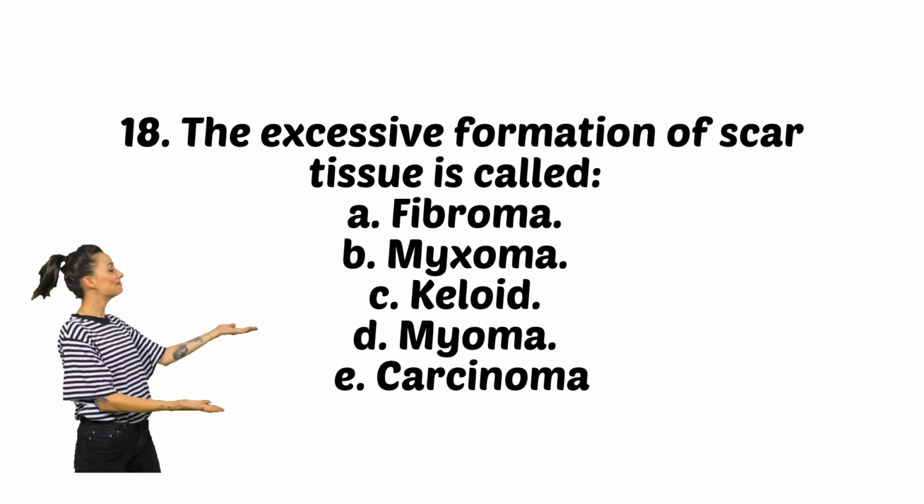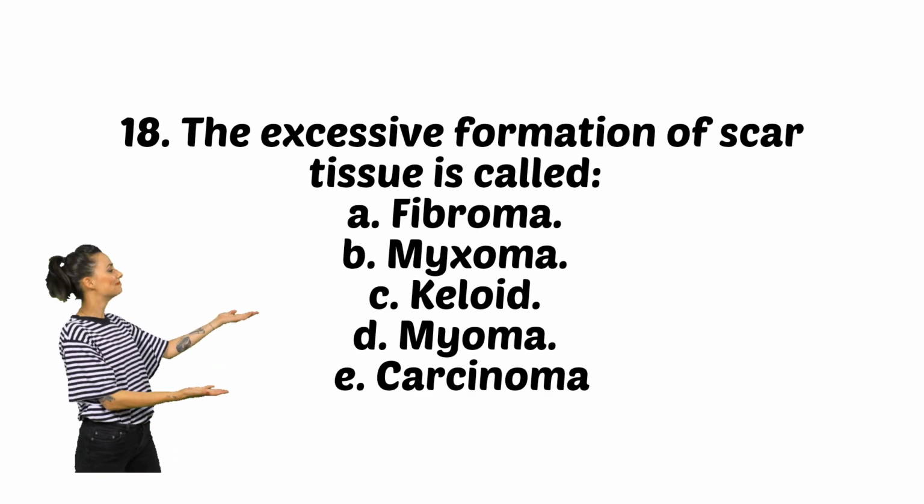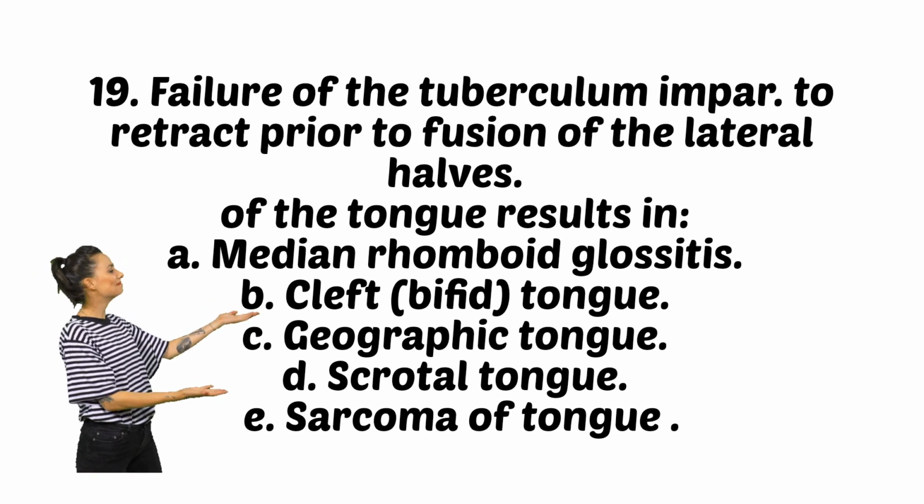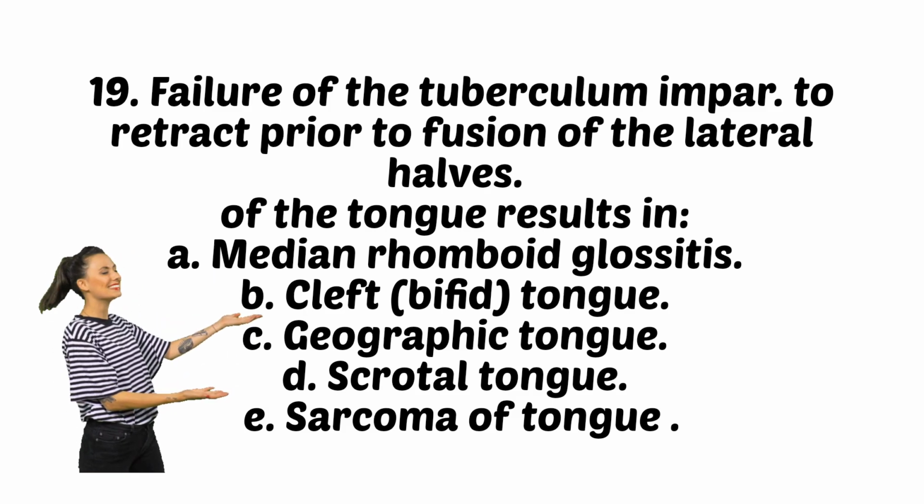Squamous cell carcinoma. 18. The excessive formation of scar tissue is called: A. Fibroma, B. Myxoma, C. Keloid, D. Myoma, E. Carcinoma. Option C is correct. Keloid. 19. Failure of the tuberculum impar to retract prior to fusion of the lateral halves of the tongue results in: A. Median rhomboid glossitis, B. Cleft, bifid tongue, C. Geographic tongue, D. Scrotal tongue, E. Sarcoma of tongue. Option A is correct.